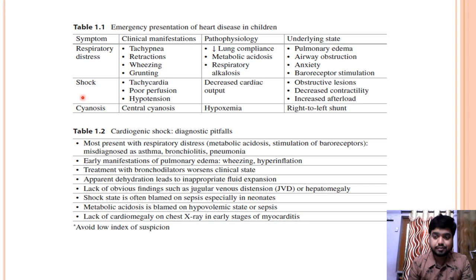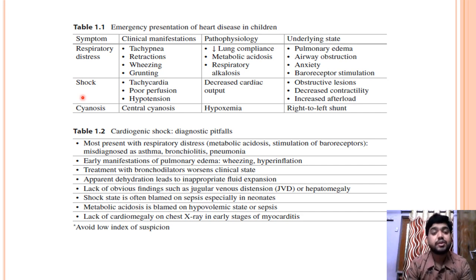Shock: yes, definitely, cardiac origin emergencies can present with the child landing up in shock. Features of shock are tachycardia, poor perfusion, hypotension. This can very well be present in hypovolemic shock, septic shock, and even cardiogenic shock, all of them. Decreased cardiac output: this cardiogenic shock presentation could be due to impaired myocardial contractility, or obstructive lesions like coarctation of aorta, or some duct-dependent lesion where the duct is closing within the newborn period, or else increased afterload.